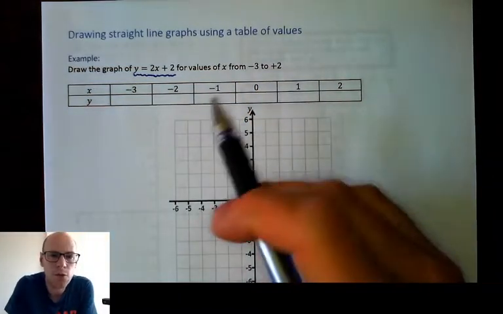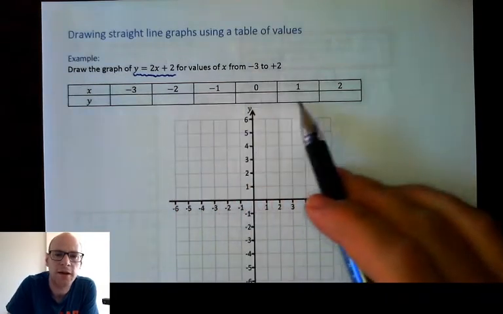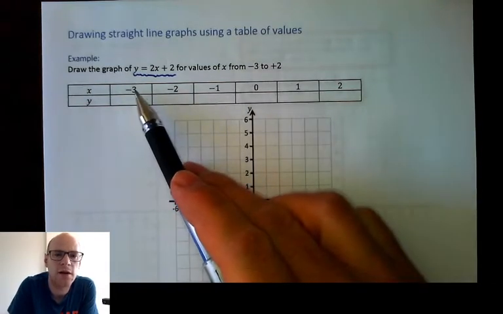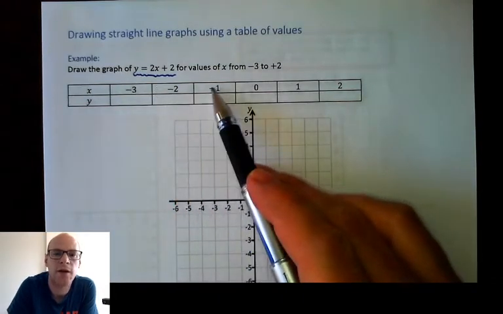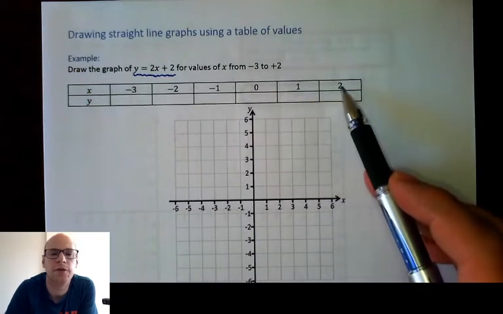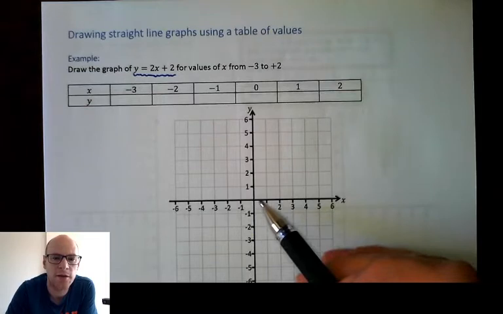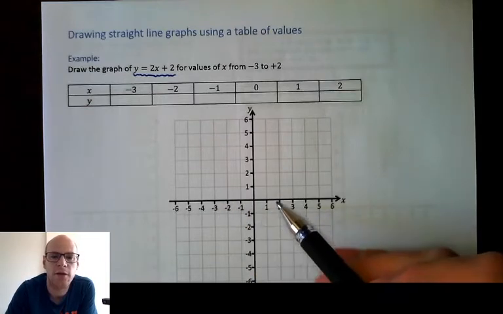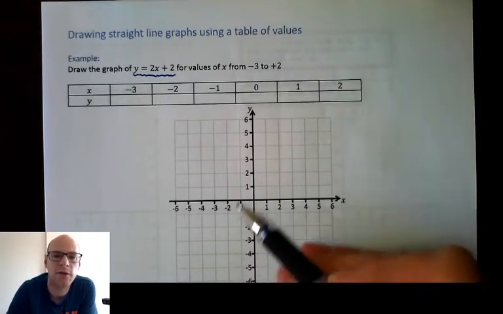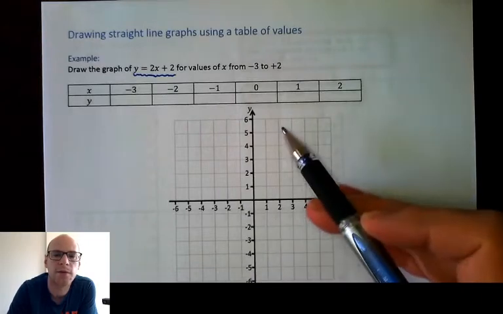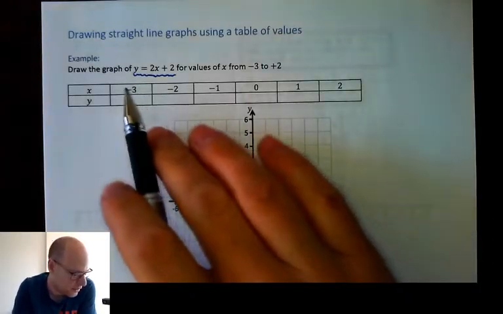Now, all that means is that we're going to use a table of values, and our x value is going to start at -3 and it's going to go through to +2. So that means that when I draw it on here, I'm only going to get the answers in this region here. So it's going to look something like that. Okay. So what we're going to do is we're going to need to use this table of values.